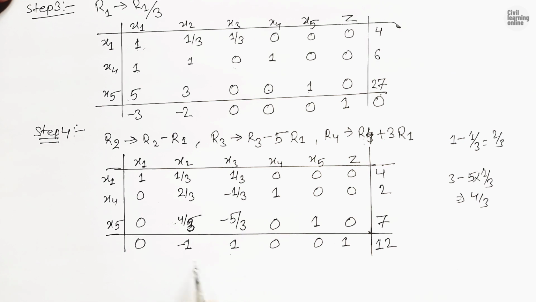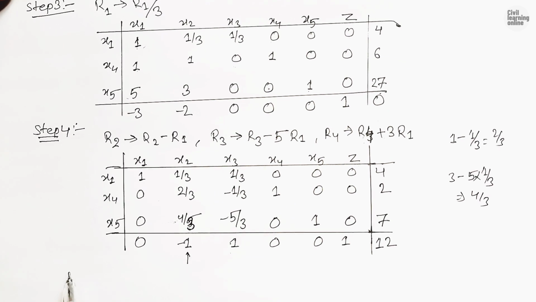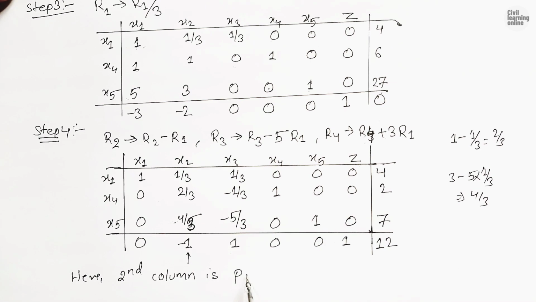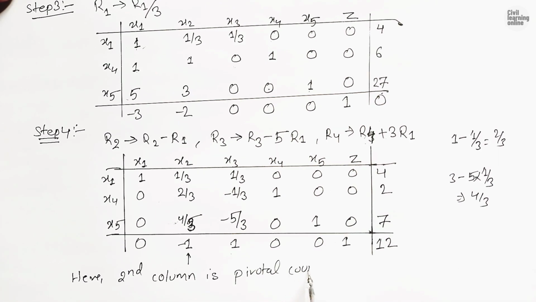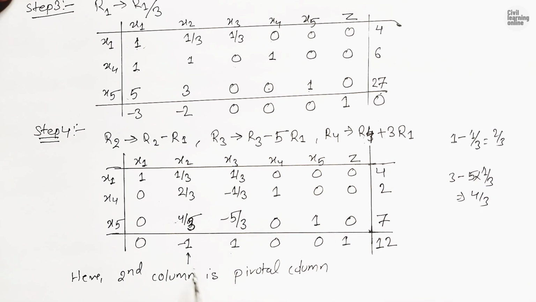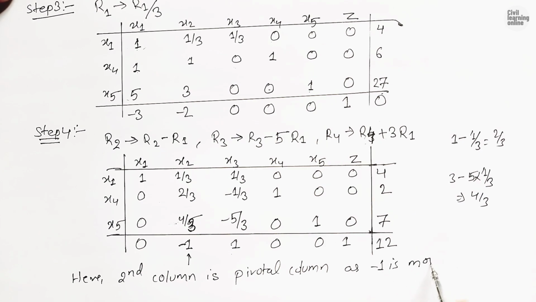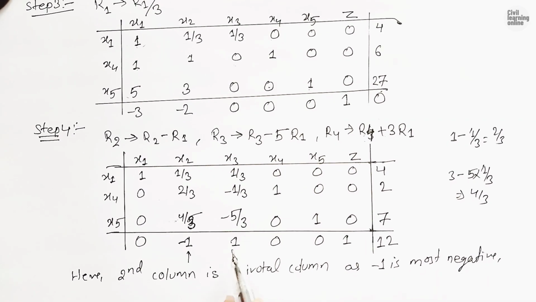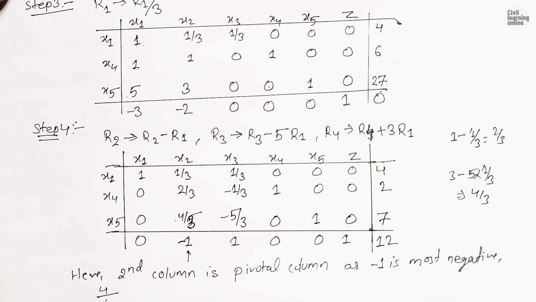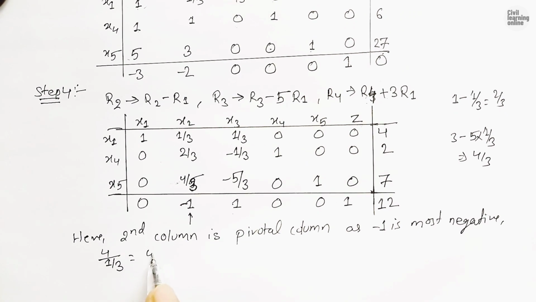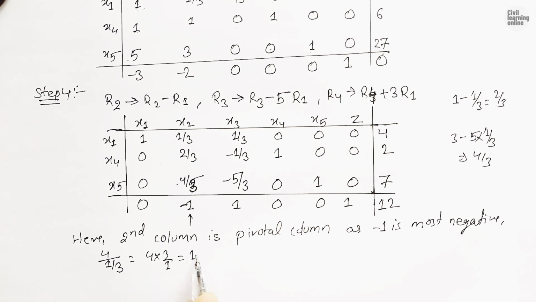Now we have this element most negative here. Now we will write here second column is pivotal column, because here the most negative is minus 1. So again the operation is going to be the same. We have to divide 4 by 1 by 3. So here we will apply the law of reciprocal. So 4 times 3 by 1 will be equal to 12.